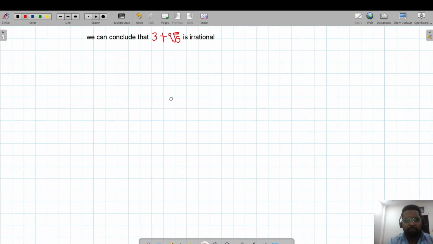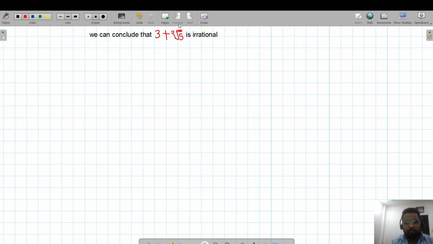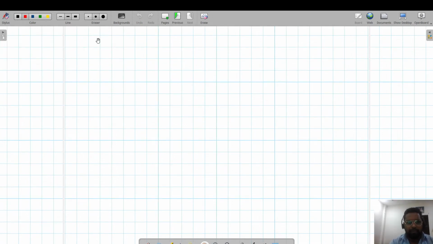Okay guys, I am taking another page. So we are moving to our next concept. Our next concept is about terminating decimals and non-terminating decimals. Our next concept is terminating decimals.